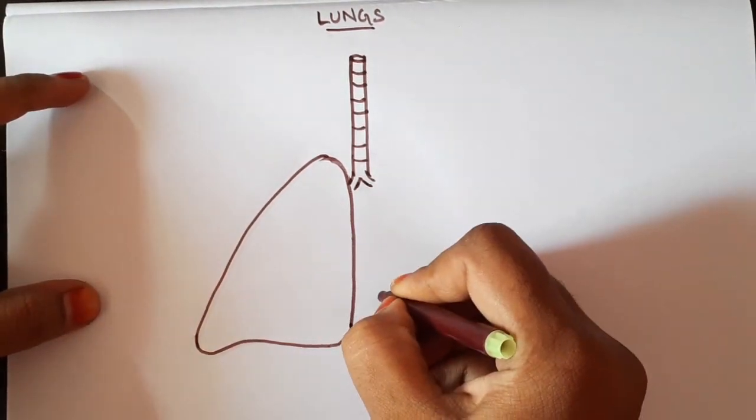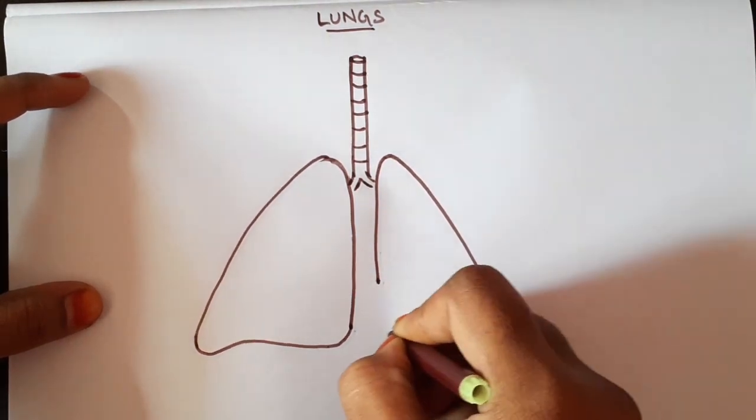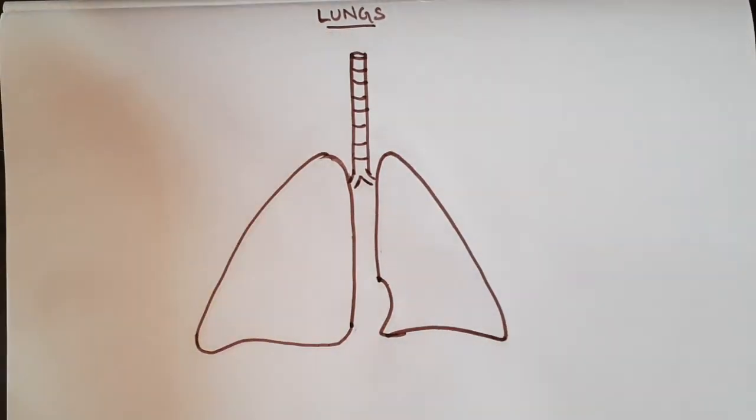These are the lungs. Lungs are spongy in texture. These are a pair of respiratory organs located in the thoracic cavity, right and left lungs.